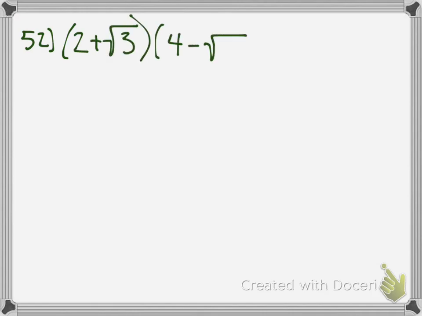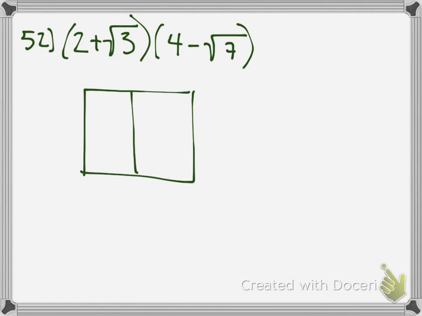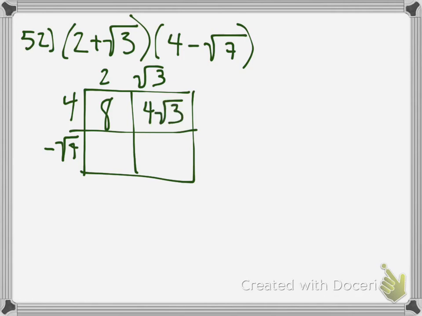Alright, for 52 and 53, you could do box method or distributive property or even vertical. First one I'm going to do is by box method, and then I'll do another one with distributive property. So y'all kind of remember this. 2 times 4 is 8. 4 square root of 3 you can do nothing with, so you just put 4 square root of 3. 2 times negative square root of 7 would be negative 2 square root of 7. Notice how I just put the negative in the front, or the minus.